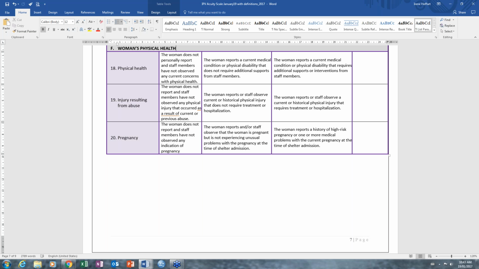Yes, that's correct. But if they're doing, say, physicals, right? A woman comes in and the nurse provides a physical to her, and the woman does not report, or there isn't any physical condition, then no, that would still be a 0.